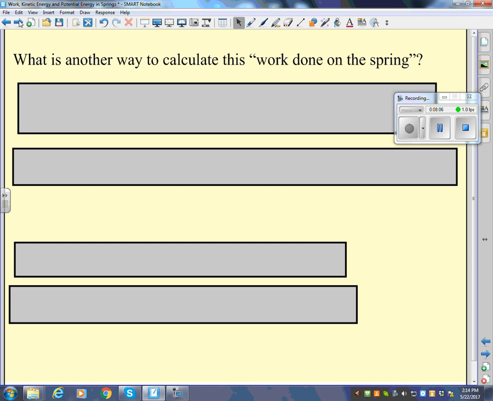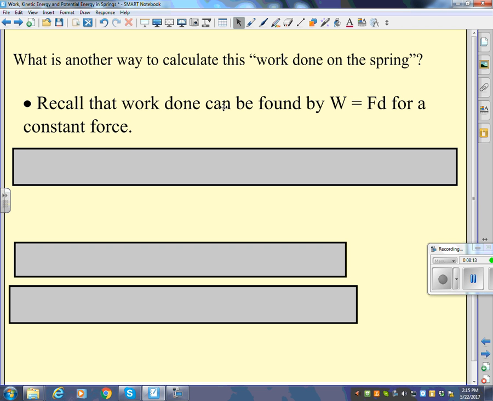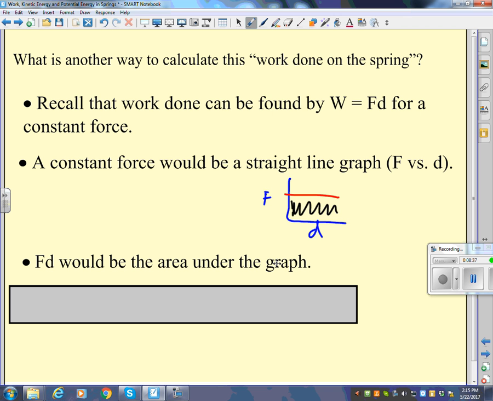So is there another way to calculate this work done on the spring? And of course there is. It's under these gray boxes here. Remember that work done can be found by W equals Fd for constant force. Constant force would be a straight line graph, F times d. So in other words, if we had a constant force, it would be like this. And what would F times d be? We've seen this type of thing before. Yes, of course, you all probably yelled it out. Fd would be the area under the graph.